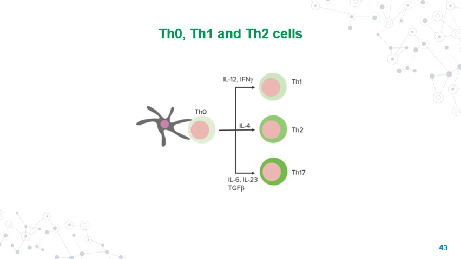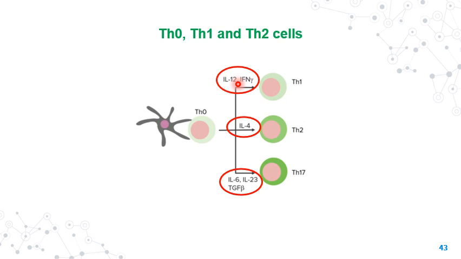So now, what to become in life? If you're exposed to the cytokines interleukin-12 and interferon gamma, the Th0 cell is going to become Th1. If it is exposed to interleukin-4, it will become Th2. If it is exposed to interleukin-6, 23, and TGF beta, it will become Th17.